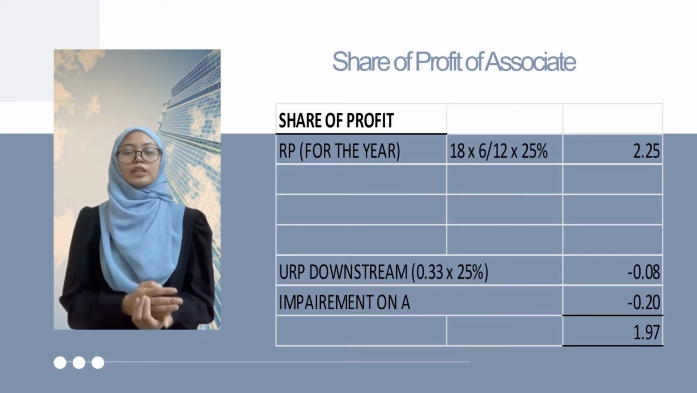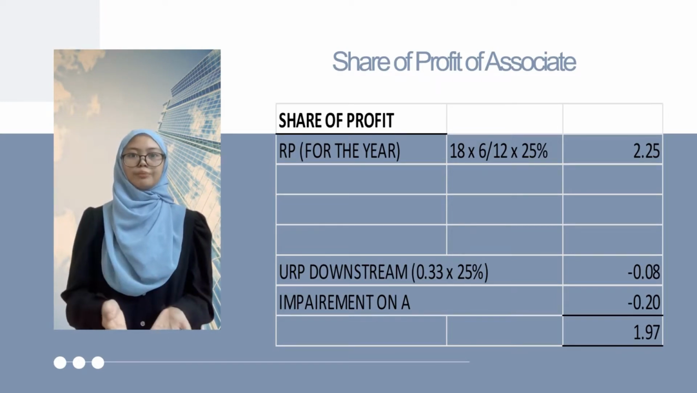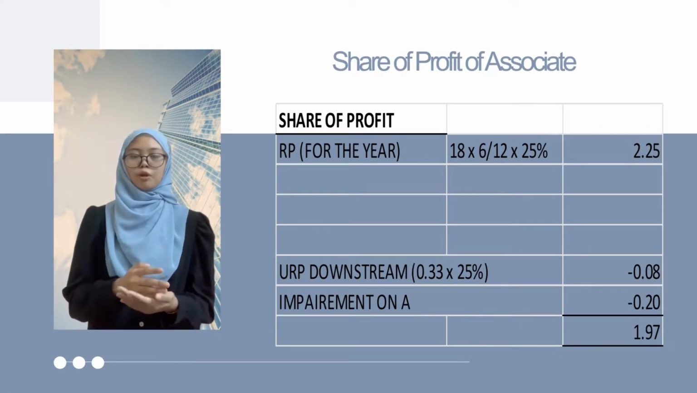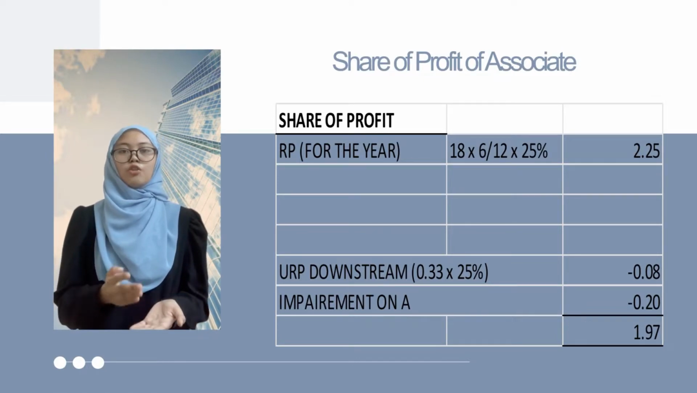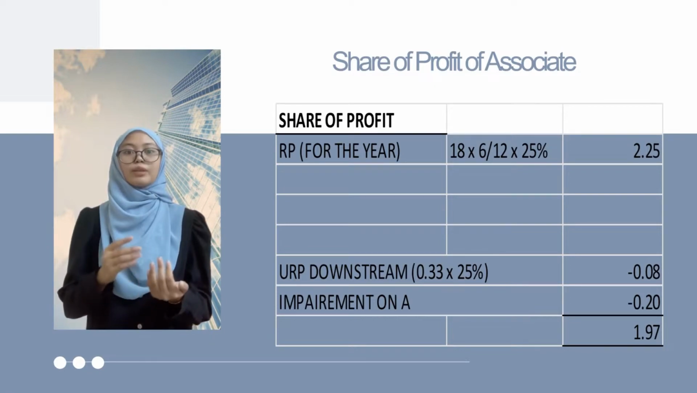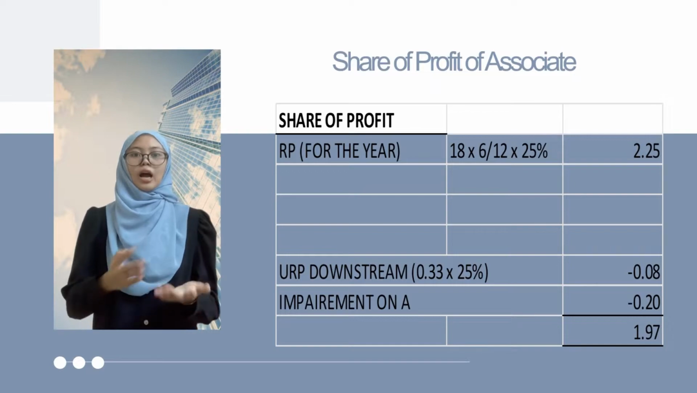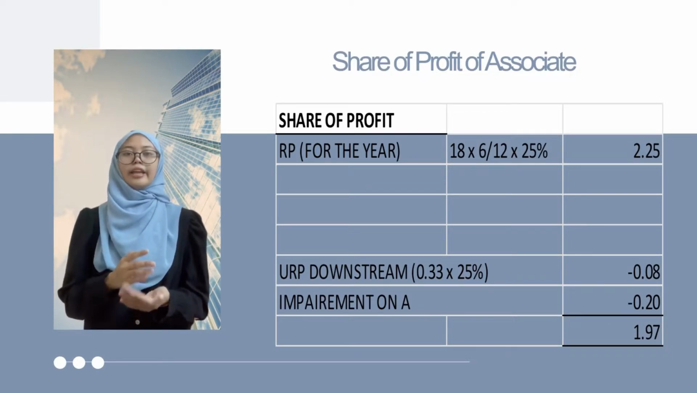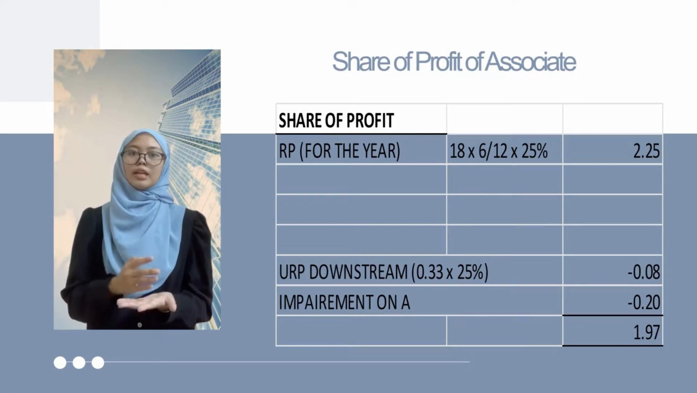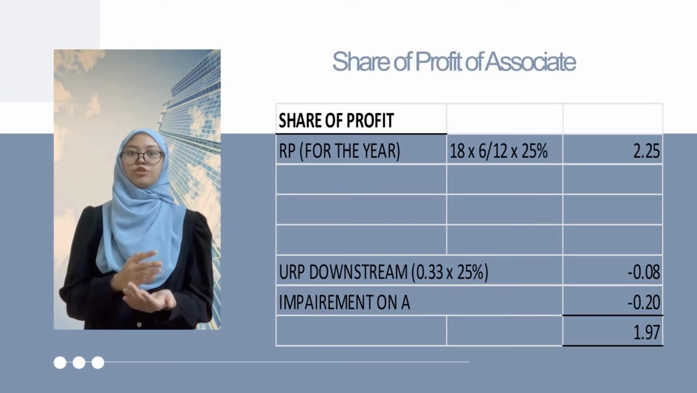At first, we need to determine the retained profit for the year, which is 2.25 million ringgit Malaysia. This figure is obtained by 18 million multiplied with 6/12 multiplied with the percentage of associate, which is 25%. In addition, we also need to less unrealized profit from the downstream transaction, which is 0.33 million. However, don't forget to multiply the figure with the percentage of associate and it will result to 0.08 million. Moreover, there is also impairment at the end of the year at 200,000 ringgit Malaysia.